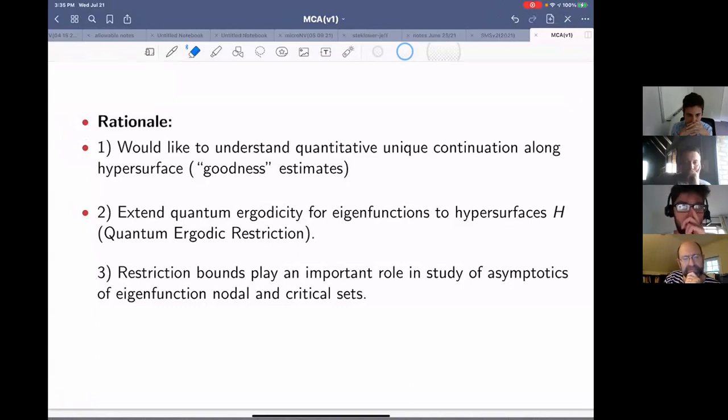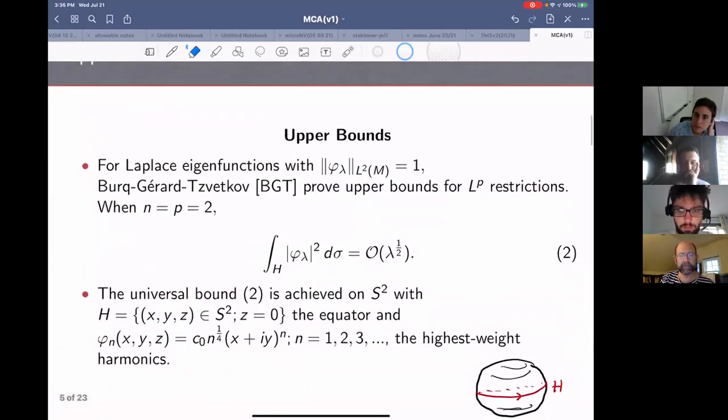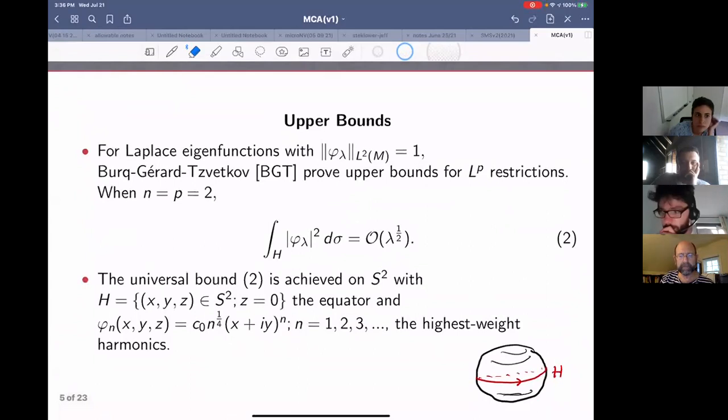The second is to extend equidistribution results for eigenfunctions, so QE, quantum ergodicity type results, to hypersurfaces, what we called quantum ergodic restriction. And the third is simply the fact that restriction bounds play an important role in the study of asymptotics of eigenfunction nodal and critical sets. So I want to say a little bit about these things first, and then I'll get to the recent results with Shaiza. Okay, so let me discuss upper bounds very quickly first.